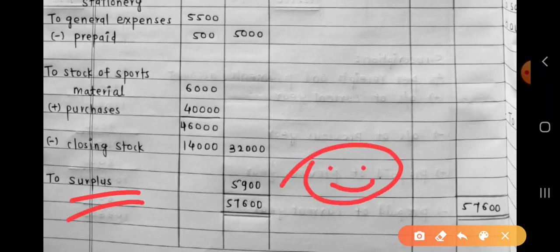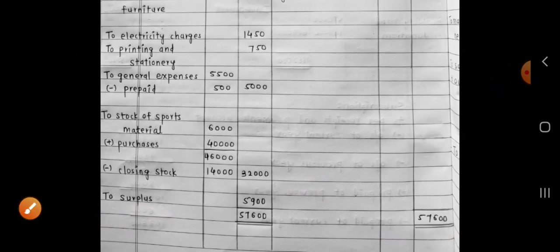And this surplus will be added, if balance sheet is prepared, to the capital fund. But here we are not going to prepare the balance sheet. Even if we try to prepare it, we will not be in a position to prepare it perfectly, because all the necessary items which are useful to prepare the balance sheet are not given in the problem. So just prepare income and expenditure account and feel confident about it.